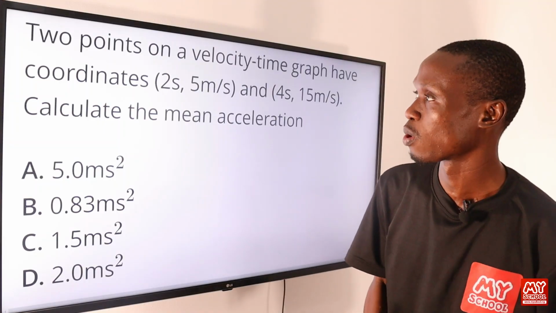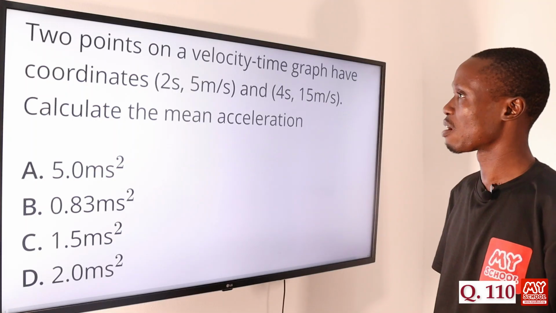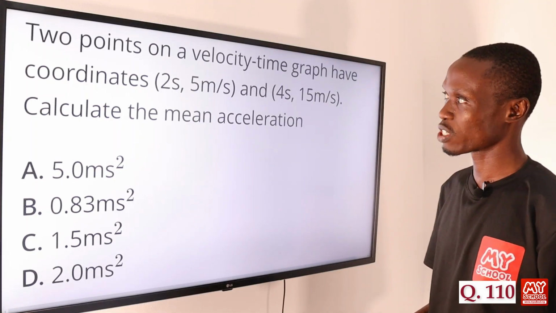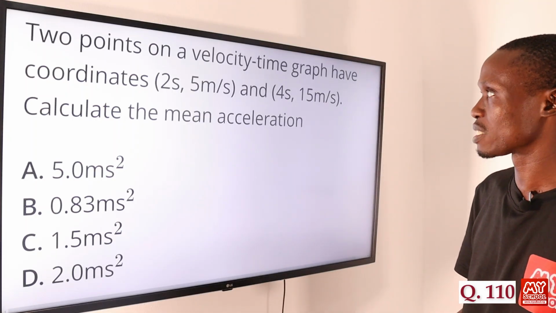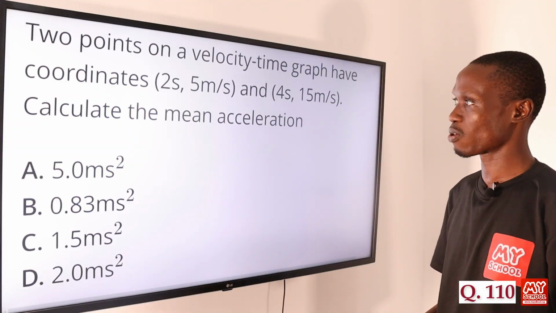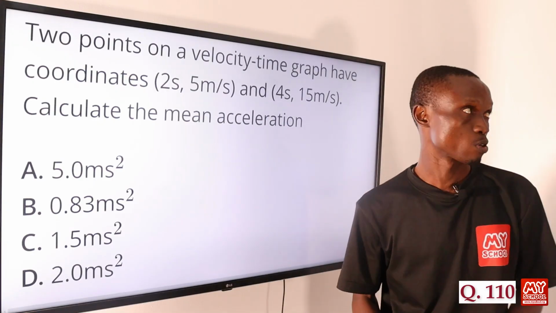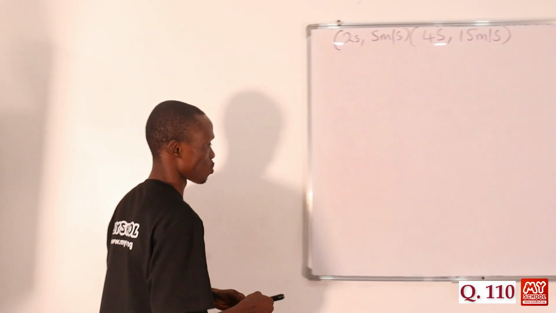Moving on to question 110. 2 points on a velocity time graph have coordinates 2 seconds and 5 meters per second, and 4 seconds and 15 meters per second. Calculate the mean acceleration. So let's move over to the board to provide answer to this question.